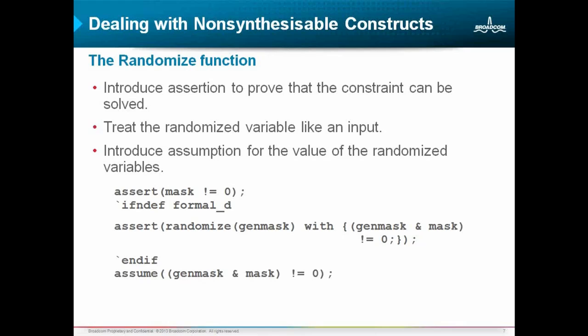So there's two things you want to know. First of all is, can that constraint be satisfied at all, which is the precondition of the randomized function essentially. So we want to put this assertion up in front to say that mask has to be non-zero, otherwise we can't randomize the variable. And once we have randomized it, we can assume that the constraint has been satisfied. So therefore, we've got an input which has become constrained according to the randomization constraint.